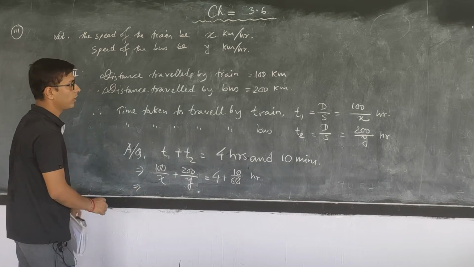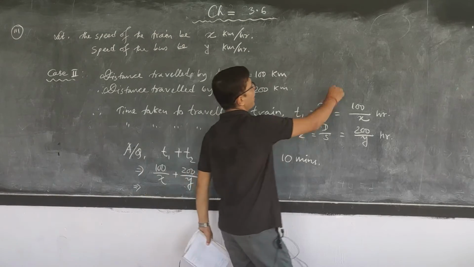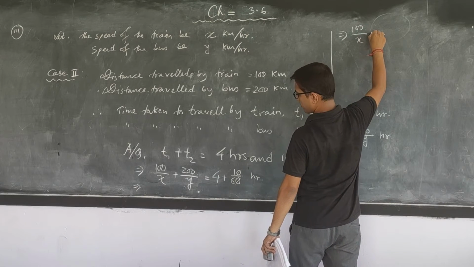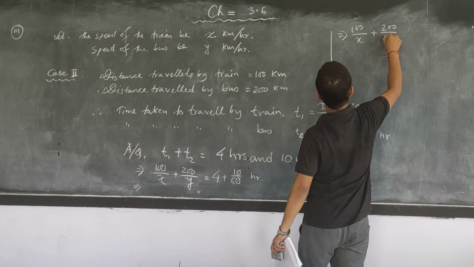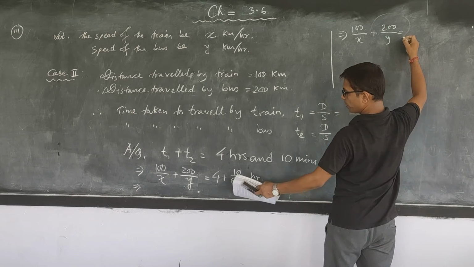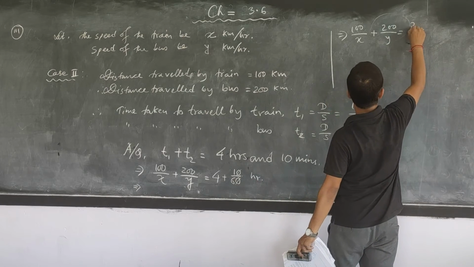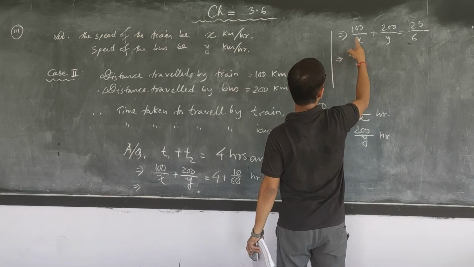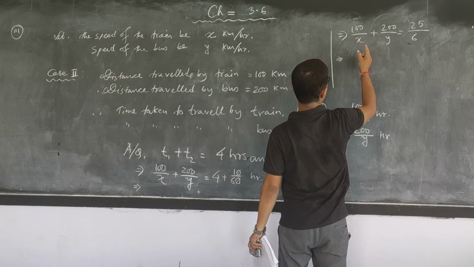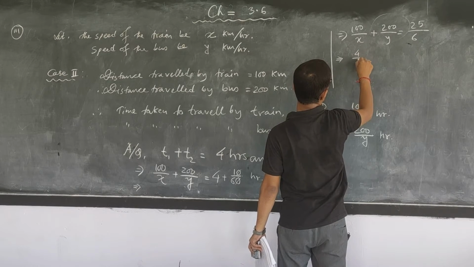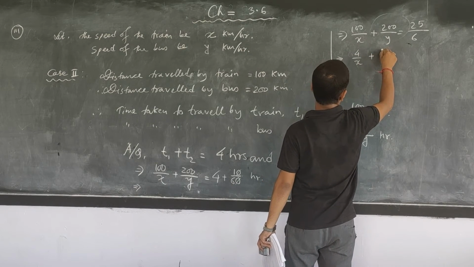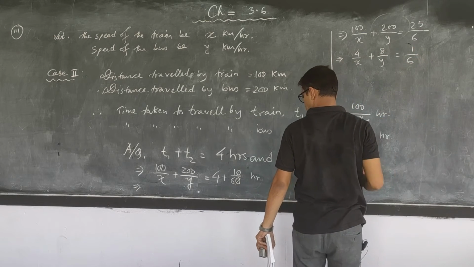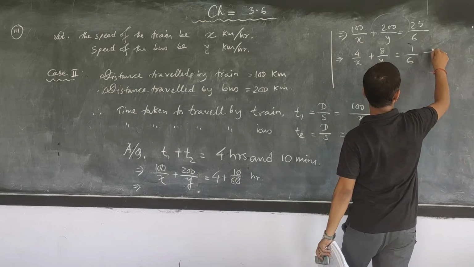So we have obtained 100 by x plus 200 by y is equal to 25 by 6. All these are divisible by 25. So if you divide them by 25, then it will be 4 by x plus 8 by y is equal to 1 by 6. This is another equation we have obtained, that is equation number 2.